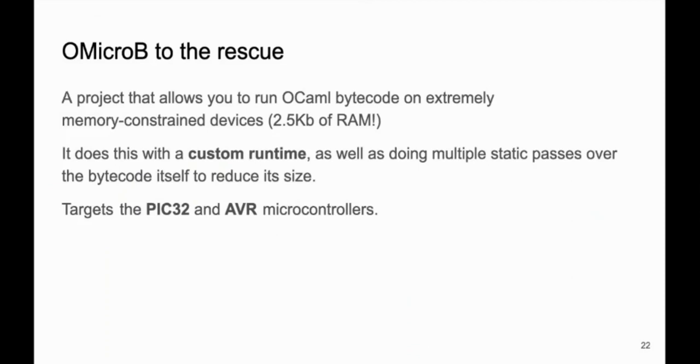OMicroB. This is a project that allows you to run OCaml bytecode on extremely memory-constrained devices. Think 2.5 kilobytes of RAM. This is quite literally 100 times less than what we're targeting. So obviously they're doing something right. It does this through a number of ways. First of all, it uses a very highly customized runtime. As well as this, it does multiple static passes over the bytecode itself before even running it to reduce its size. It targets the PIC32 and AVR microcontrollers, but we can modify it to target our nRF52 microcontroller.